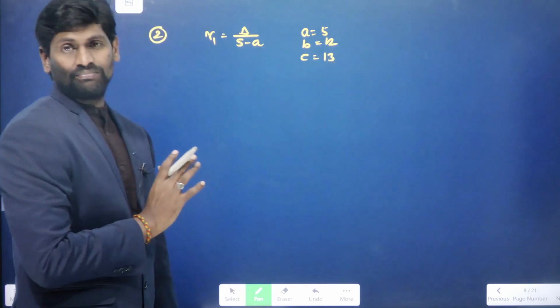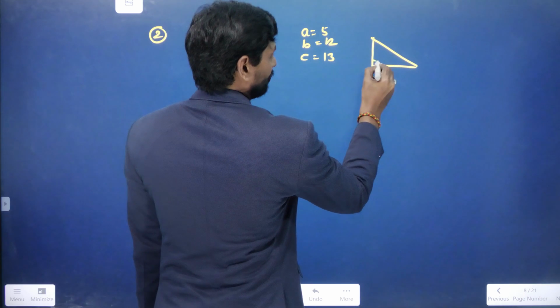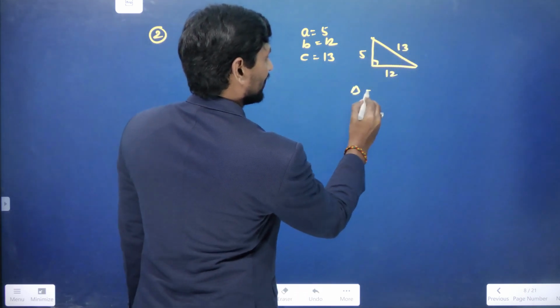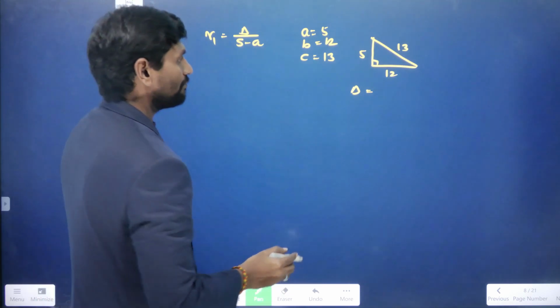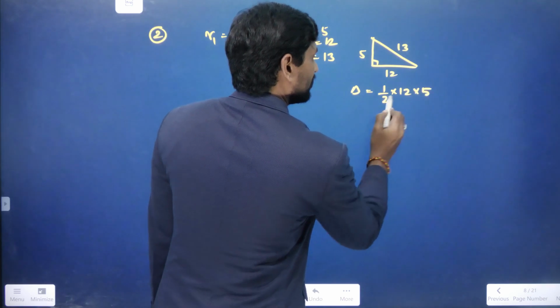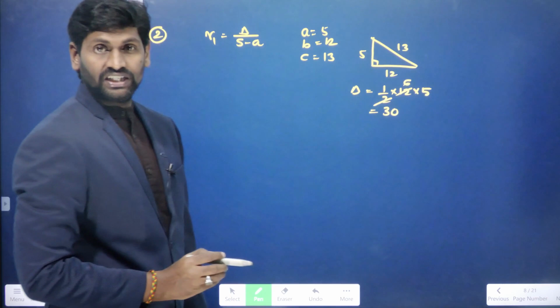While you are observing the measurements here, it can be identified as a Pythagorean triplet. From this, the area of triangle ABC is equal to half base into height. Half base is 12, height is 5. 6 times 5 is 30. So the area of the triangle, I got 30.